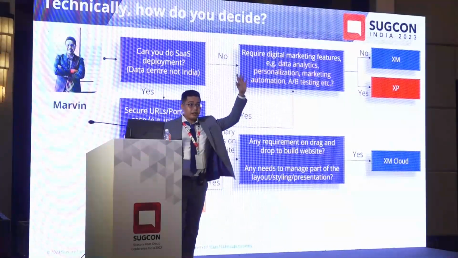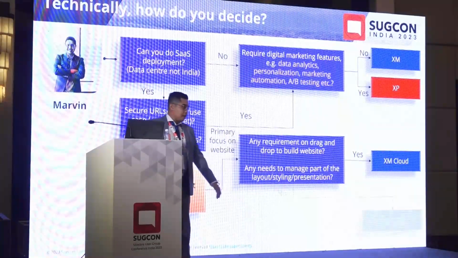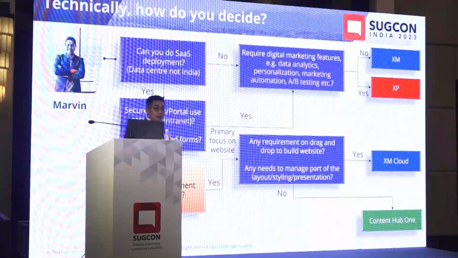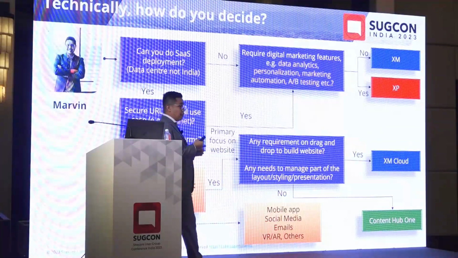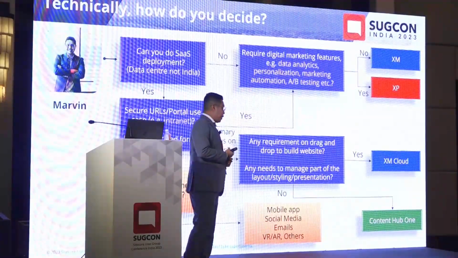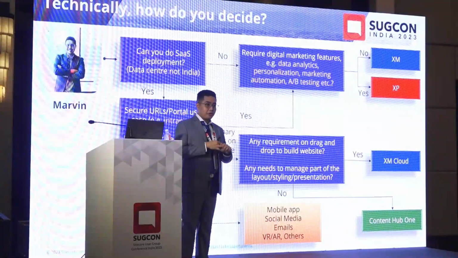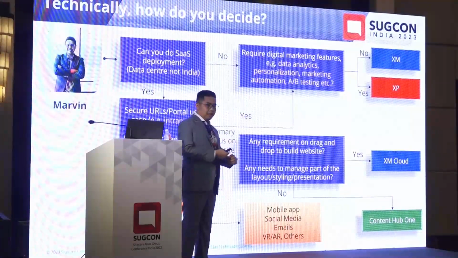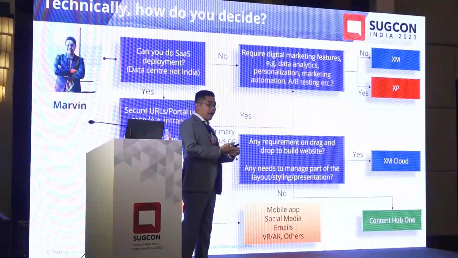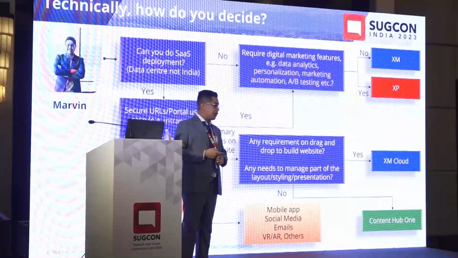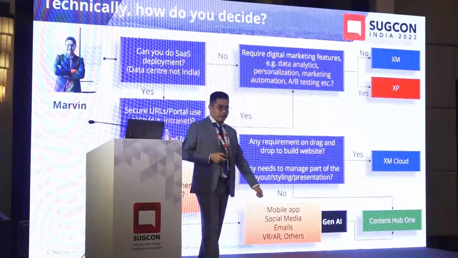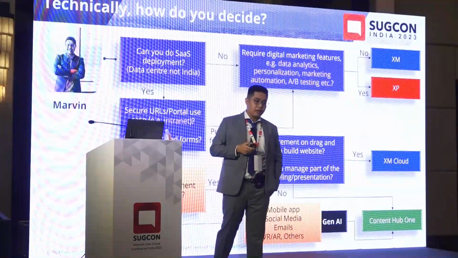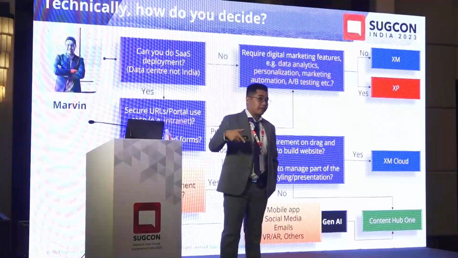Okay, so far clear? Okay. Now, where is Content Hub going to play? So if, let's say, aside from the website, you're also looking at omni-channel, social media, emails, VR, mobile apps, then probably Content Hub 1 is for you. And like I said, we also have GenAI. I'm going to show this one to you later because it's actually part of the CMS itself. Okay?